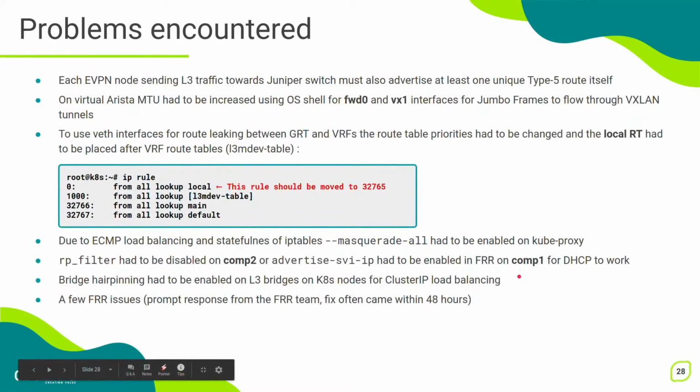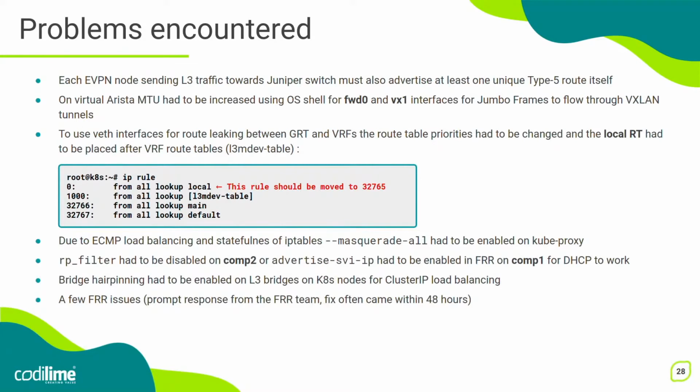Okay, so we are slowly coming to the finish of this presentation, but first let's talk about the problems that we have encountered. There were quite a few of them. On the Juniper, we discovered that each EVPN node that is sending layer 3 traffic towards the Juniper switch must also advertise at least one unique type 5 route itself. It doesn't have to be the route that is the same as the packet that is sending. However, it must be some kind of route. It's a bug. It's already known. There is a PR for it as well.